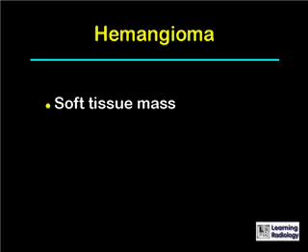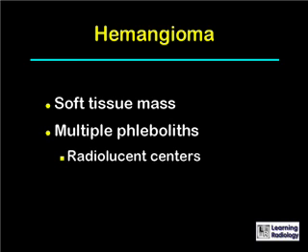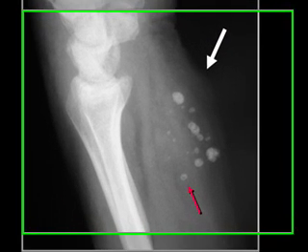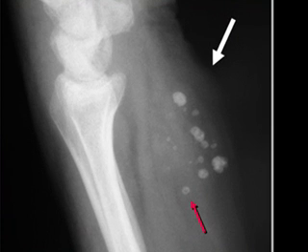A hemangioma can present as a soft tissue mass that contains multiple phleboliths. Phleboliths, remember, have a radiolucent center, and the hemangioma can erode the underlying bone. This is an example of a hemangioma of the wrist. The white arrow is pointing to the soft tissue mass, and the red arrow to one of multiple small calcifications or phleboliths within this hemangioma.